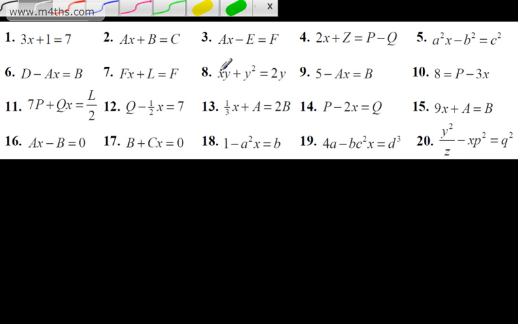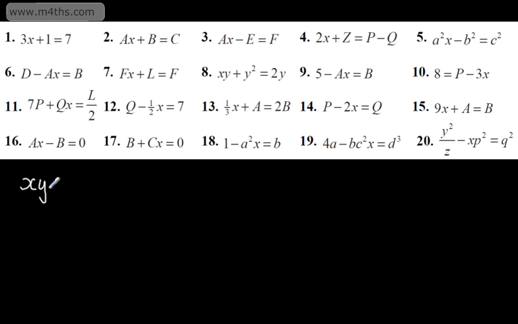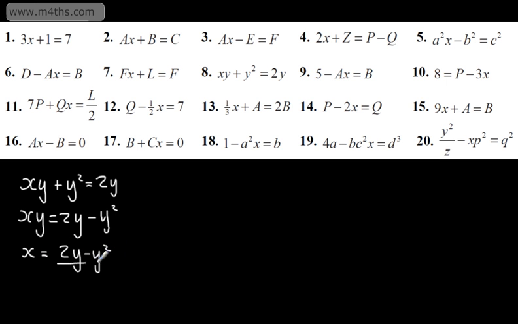So what I'm going to do is get on the left hand side everything with an x in it, on the right hand side everything without an x on. So what we'll have is xy, which is x multiplied by y, plus y squared is equal now to 2y. At this stage, we could argue that we could divide both sides of this equation by y. I will leave that alone for a moment, and I'm just going to write now that xy is equal to 2y minus y squared. So if we just want x, what we could do is divide both sides of the equation by y. So 2y minus y squared divided by y.